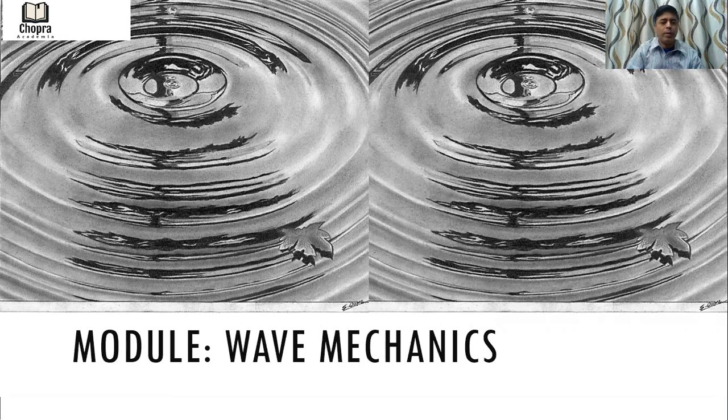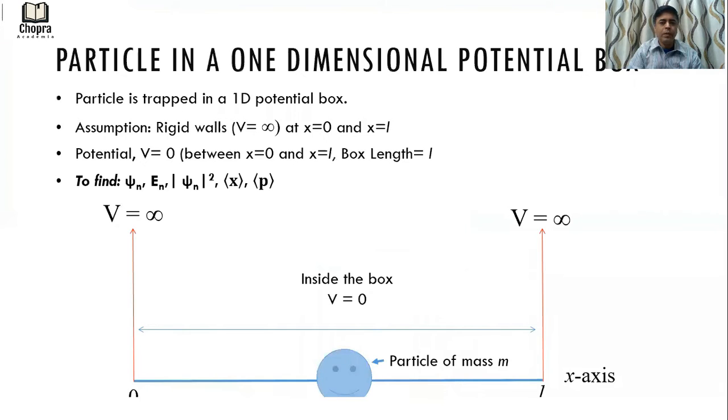So this is a case of a particle in a one-dimensional potential box. Herein we have a particle trapped in a one-dimensional box. It is a 1D box because the motion is taking place only along the x-axis. So let us assume the walls are rigid. The walls are at x equal to 0 and x equal to L. Having said that, L is your box length.